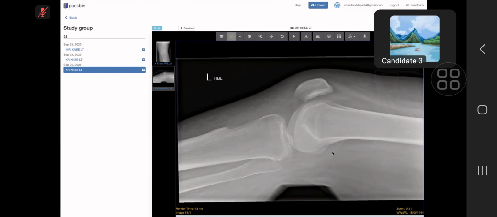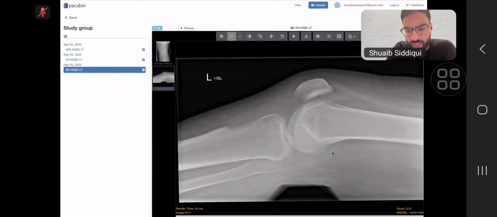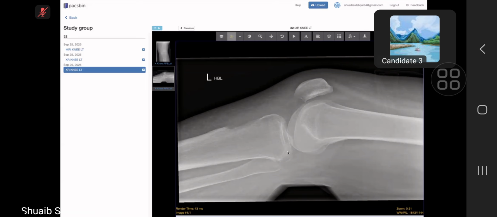Okay, so in this lateral, I can appreciate that there is a sclerosis seen along the superior part of the tibia. Posteriorly, the bony margins are fuzzy and a bit blurred, and there is a periosteal reaction along the posterior surface of the tibia. Show me the periosteal reaction. This one here.